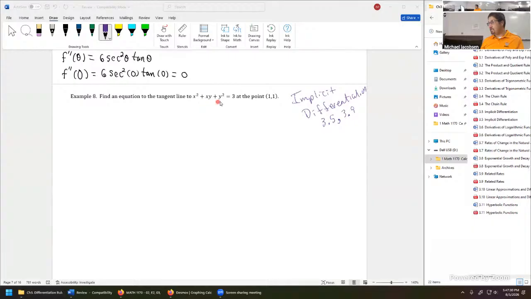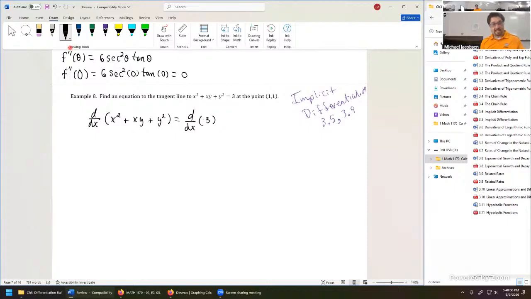So we have x squared plus xy plus y squared is 3. We want the equation of the tangent line at the point (1, 1). So what we can do is, we want the equation of the tangent line. It means we're computing d/dx on both sides of the equation and then solving for dy/dx. So differentiate with respect to x of x squared plus x times y plus y squared. Differentiate with respect to x the right-hand side, which is just the constant 3. So the right-hand side is 0. That's the nice portion of this.